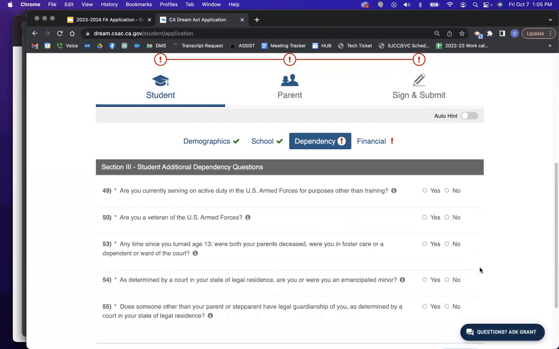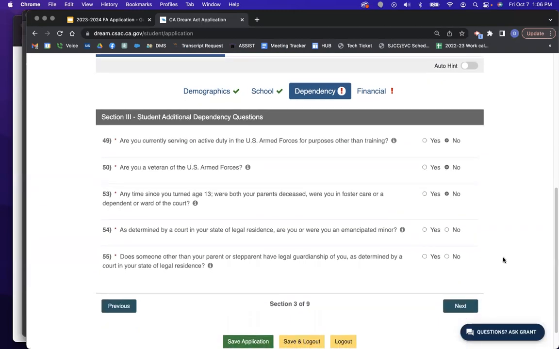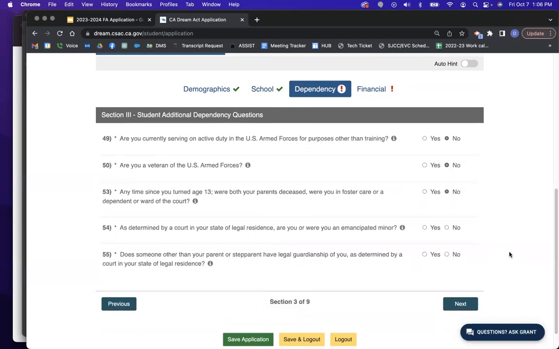These are questions about active duty or other dependency questions. So if you're in the U.S. Armed Forces, which is unlikely, then you can answer these questions. If you're a veteran, if since you turned 13 were both of your parents deceased, or were you in the foster care system or a dependent or ward of the court? If that is your case, you're going to click yes. There will probably be an additional request for documentation once you submit the application, but it does allow you to be considered for additional aid.